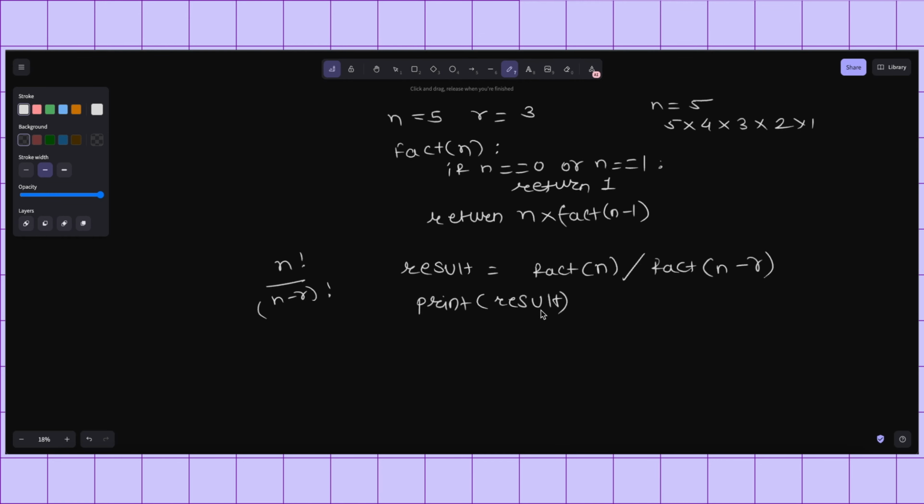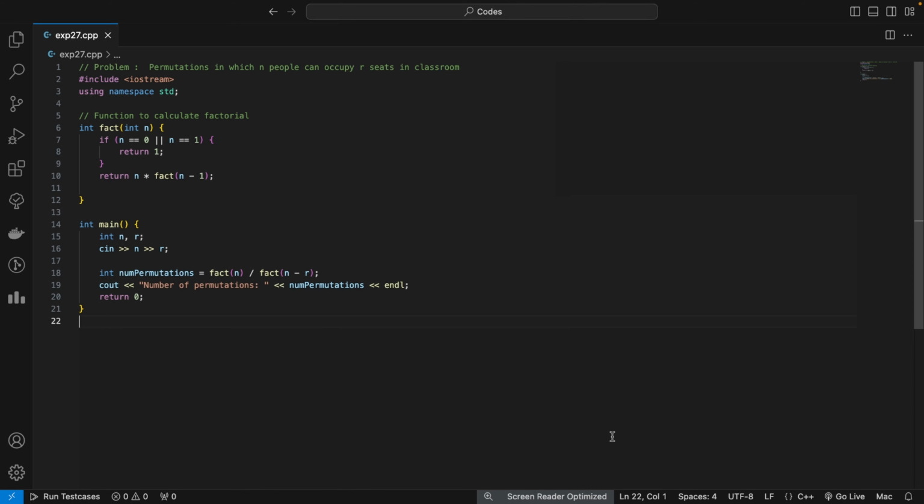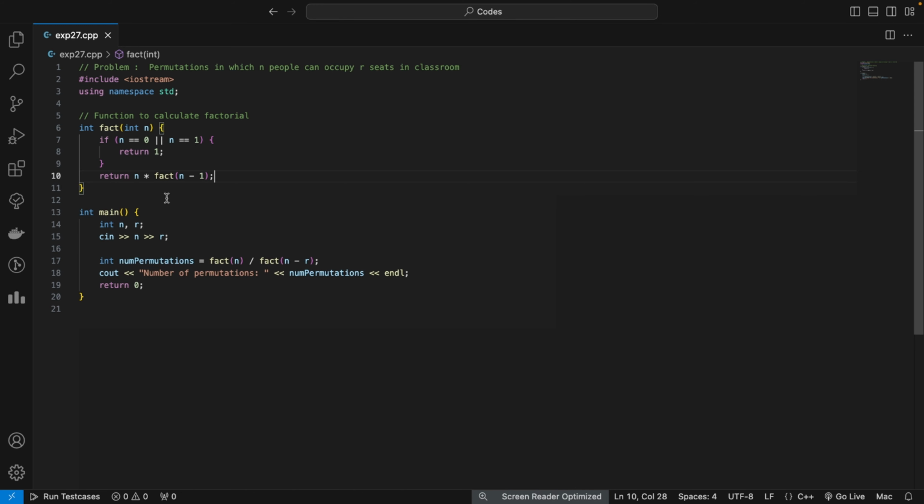Okay, now let's try to incorporate this into actual code. Now let's code this problem: permutations in which n people can occupy r seats in a classroom. I have explained everything about it, so let's jump into the code. Here I have declared a fact function which is going to calculate the factorial of a number, and it's a recursive function we have seen in multiple videos. If n is equal to 0 or n equal to 1, this is the base condition, we're going to return 1, and otherwise n into factorial of n minus 1.